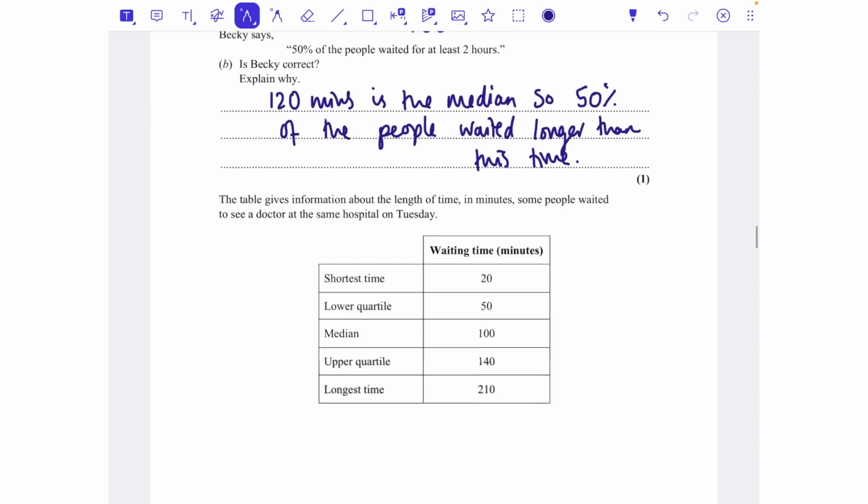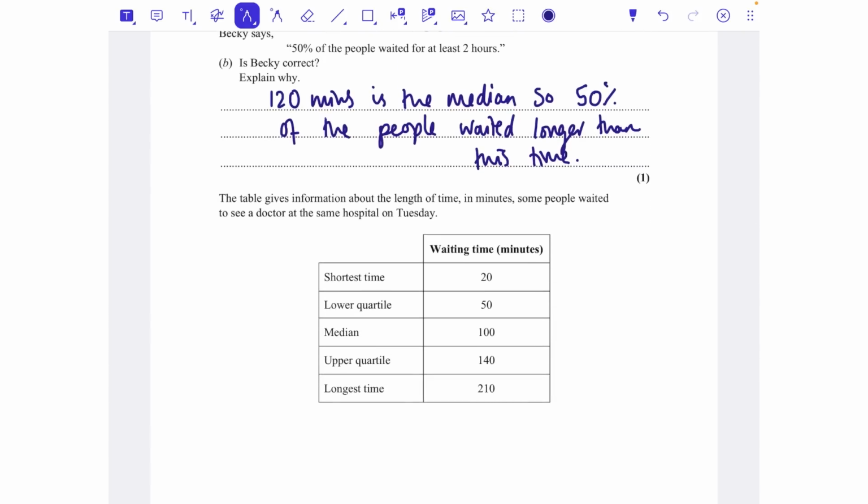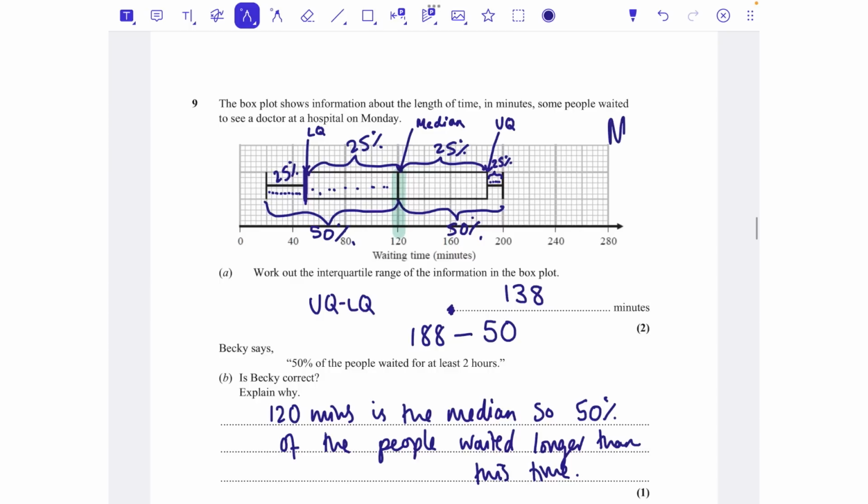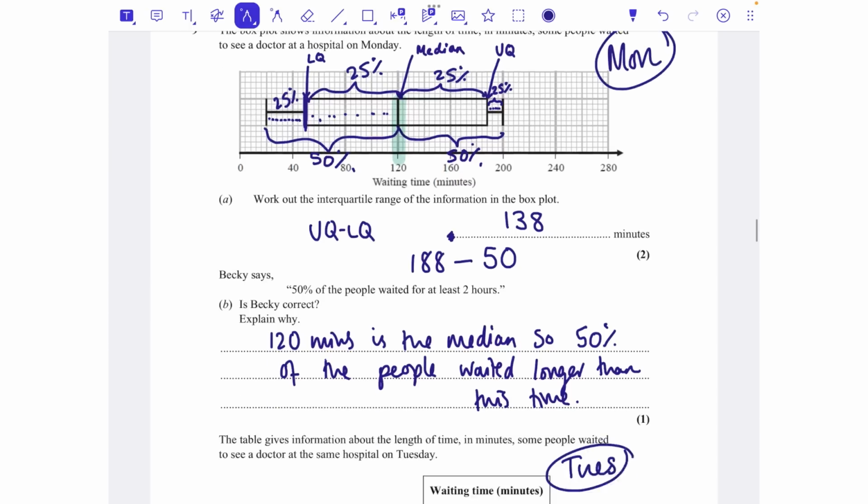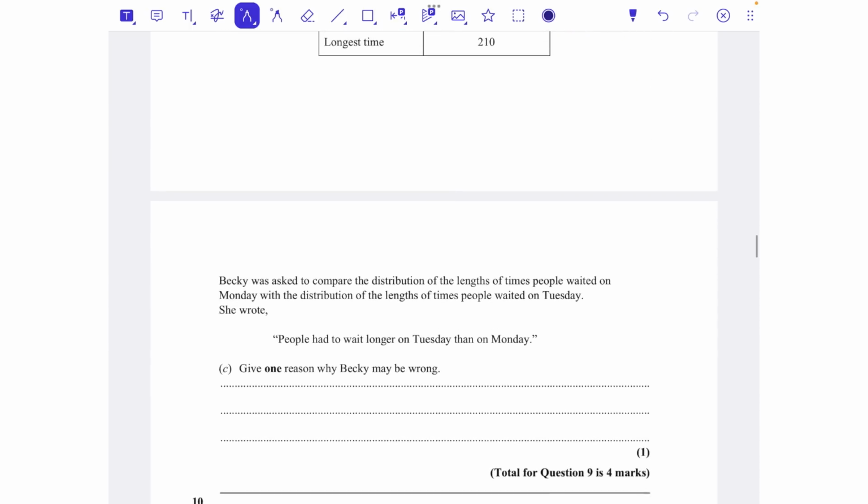And then for the next section, the table gives information about the length of time in minutes some people waited to see a doctor at the same hospital on Tuesday. So this is Tuesday, and up here on the table we had Monday. The question says, Becky was asked to compare the distribution of the lengths of time people waited on Monday with the distribution of the lengths of time people waited on Tuesday. She wrote, people had to wait longer on Tuesday than on Monday. Give one reason why Becky might be wrong.